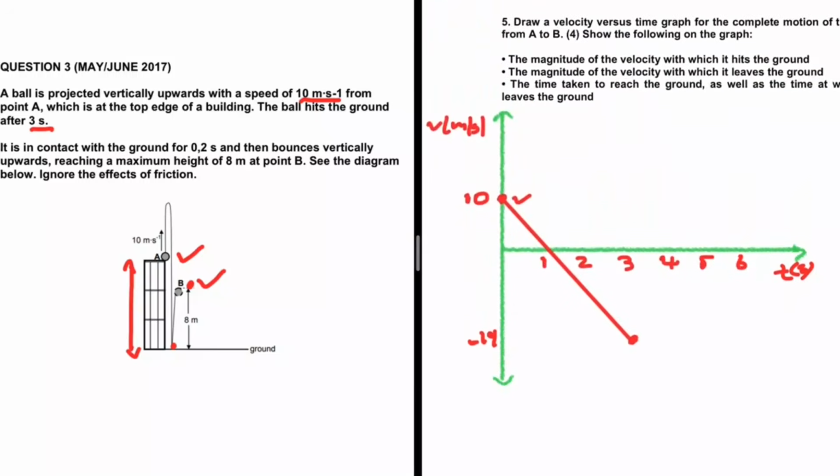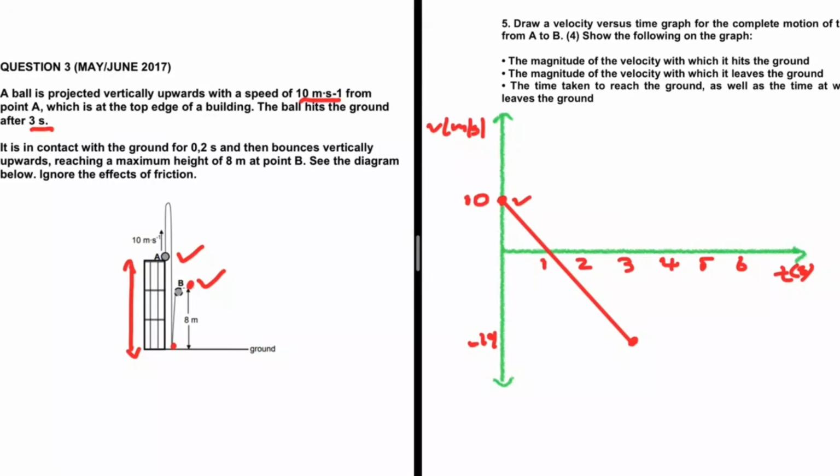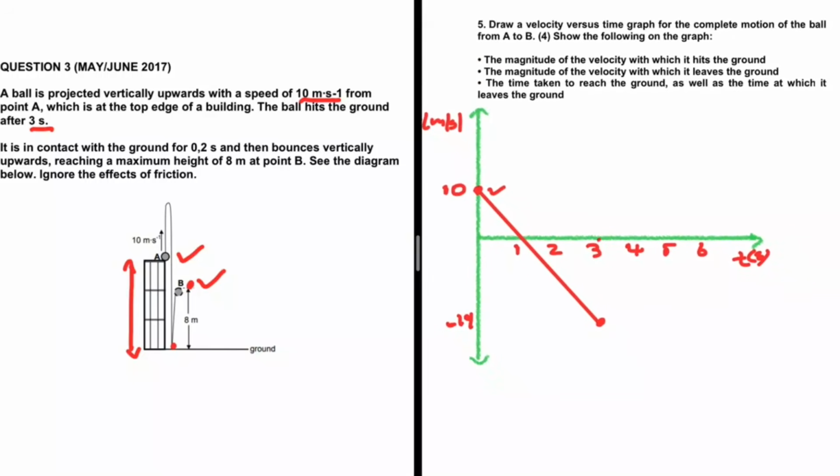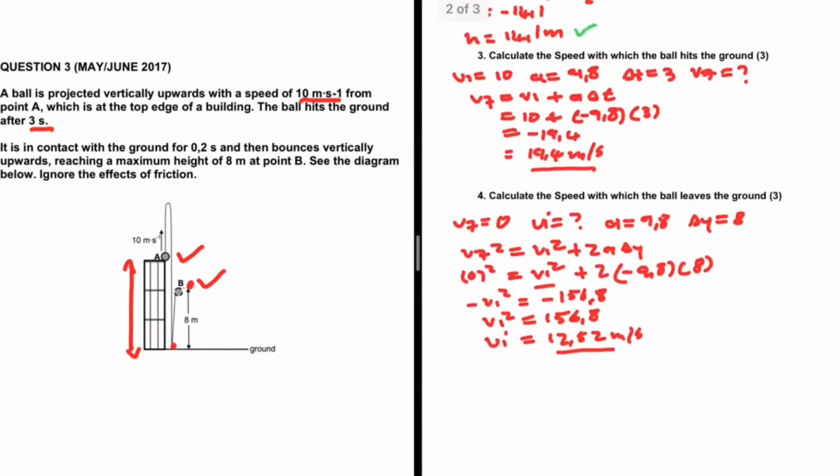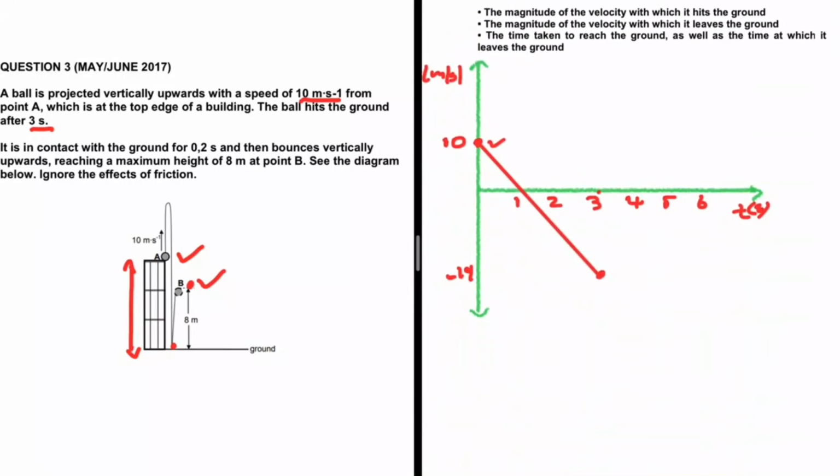It is in contact with the ground for 0.2 seconds. It then leaves the ground with a positive velocity because it is going up with a velocity of 12.52. Let's say this is 12. So somewhere here is where it leaves the ground with a velocity of 12.52 meters per second upwards. So we need another data point somewhere here, and then it is gonna go up until it reaches maximum height.